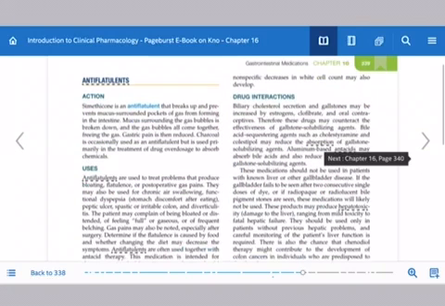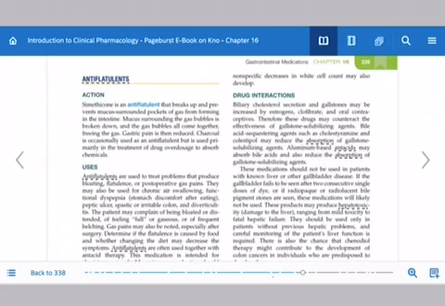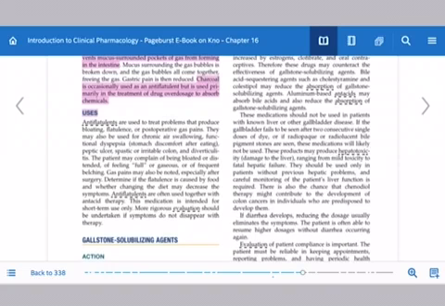So, first, antiflatulence action, like it says, breaks up and prevents mucus-surrounded pockets of gas in the intestines. It breaks down gas bubbles, allowing you to pass them out. It even says charcoal is occasionally used as an antiflatulent as well. They're used to treat problems that produce bloating, flatulence, and postoperative gas pains.